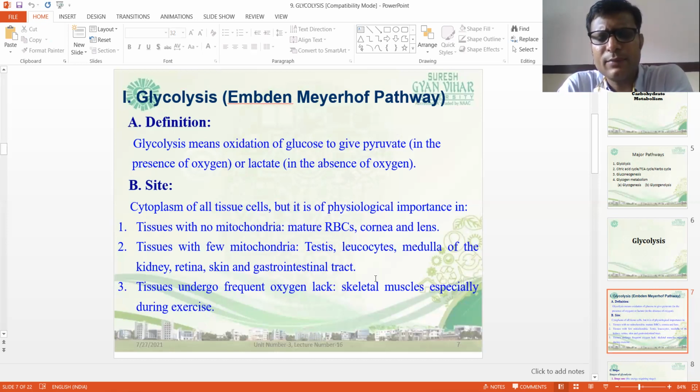Or tissues with very few mitochondria, like your testes, leukocytes, medulla of kidneys, retina, skin, and GIT. Or tissues which undergo frequent oxygen lack, like your skeletal muscle, especially during exercise. We know that during vigorous exercise, there is a shortage of oxygen to your skeletal muscle. So glycolysis also occurs in tissues which generally have a lack of oxygen during stress.